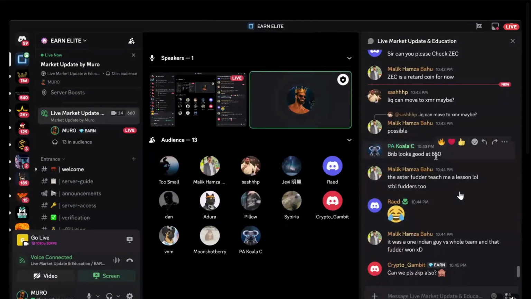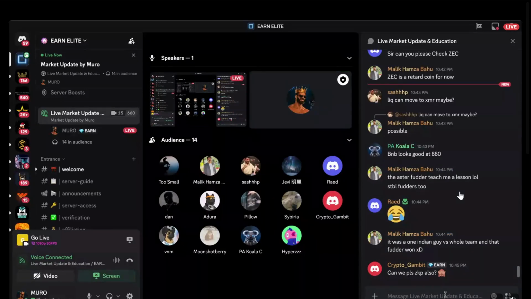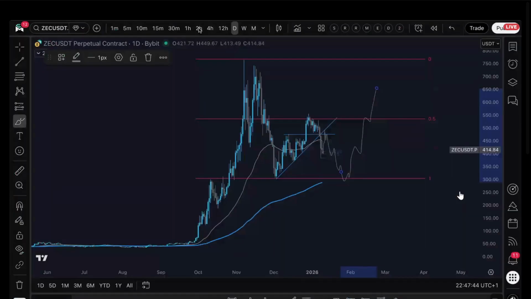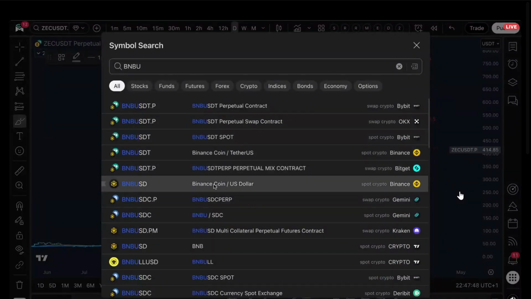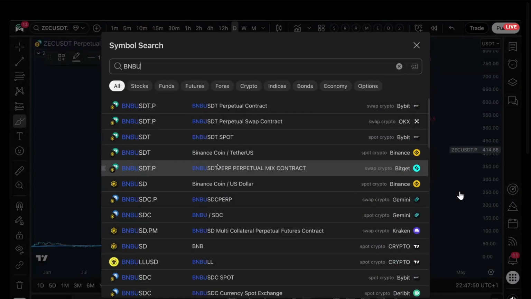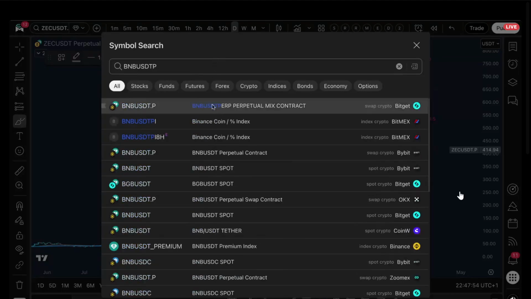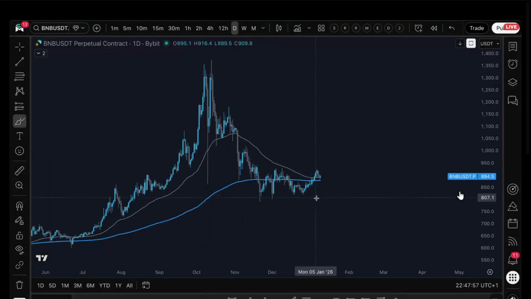BNB looks good. Yes, brother. BNB is bullish, Koala. Can we please ZKP also? ZKP is also bullish. BNB is bullish anyway. Everything with Binance is bullish. It is very bullish, brother.